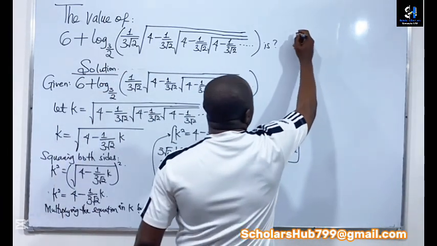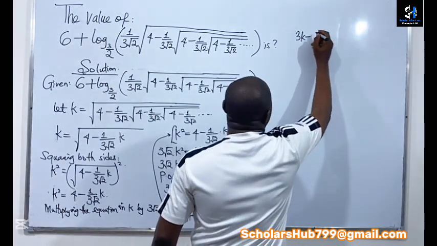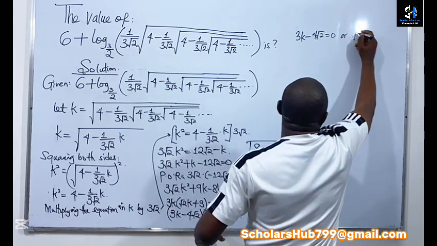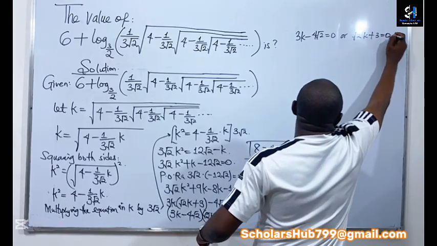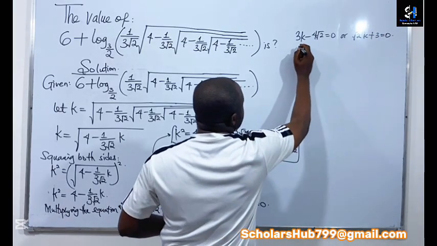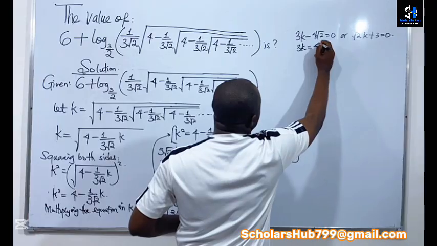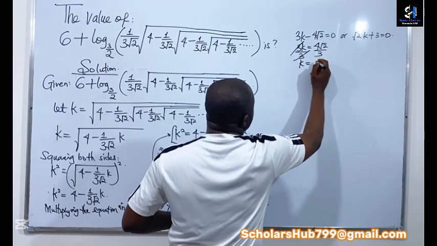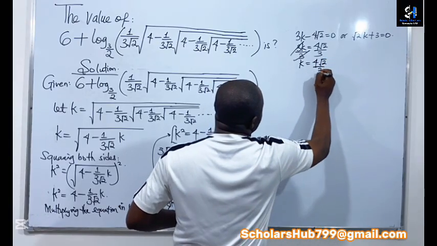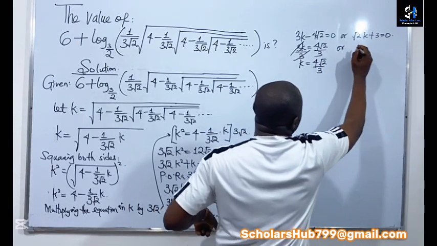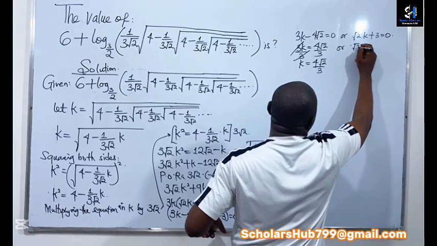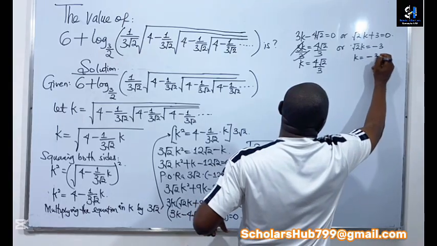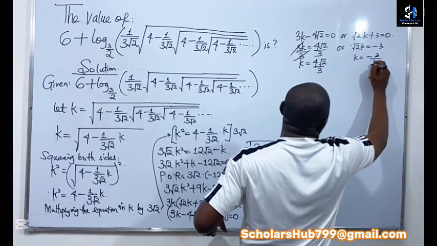So from here, we have 3k minus 4 root 2 equals 0, or root 2k plus 3 equals 0. Now, let's solve for k in this case. First, 3k will be equal to 4 root 2. Then if we divide both sides by 3, k will be 4 root 2 over 3. Then, root 2k equals minus 3, so k equals negative 3 over root 2.